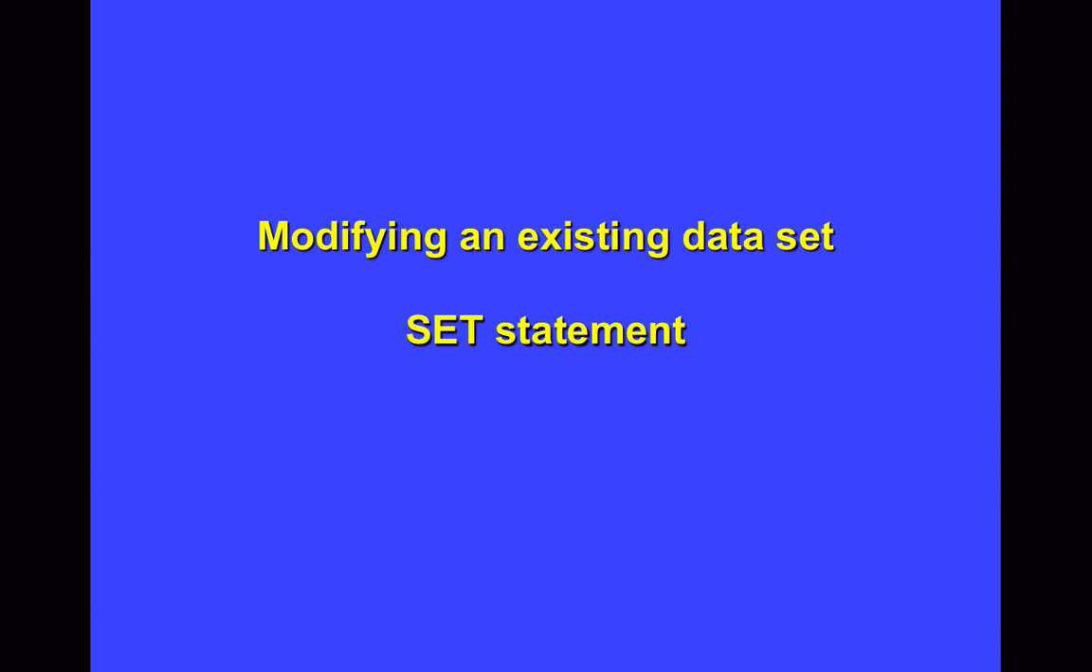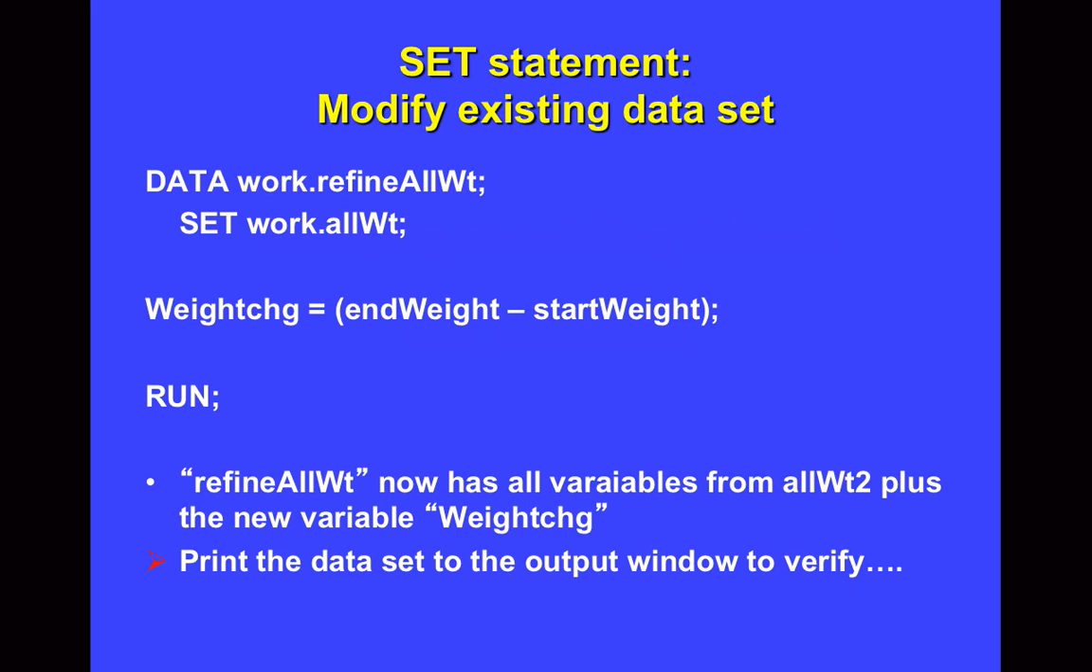So let's talk specifically about modifying an existing SAS dataset using the set statement. Here's a data step, and in this particular data step, the goal is to create a new SAS data set that is temporary. In other words, it's going to the work data library, and we're going to name the SAS data set refineallWt, semicolon. And we want to start from an existing SAS data set, work.allWt. So again, we're starting from a data set that's also temporary.